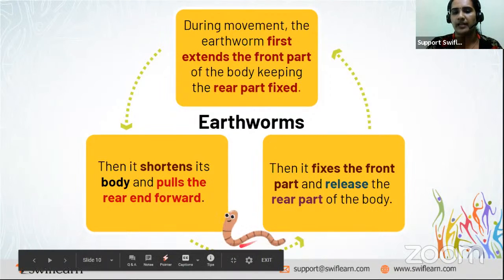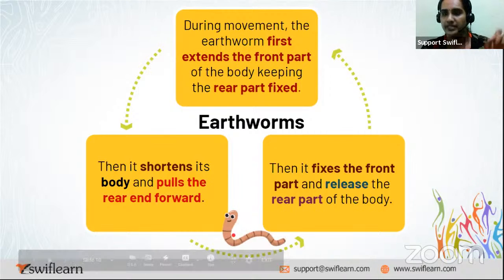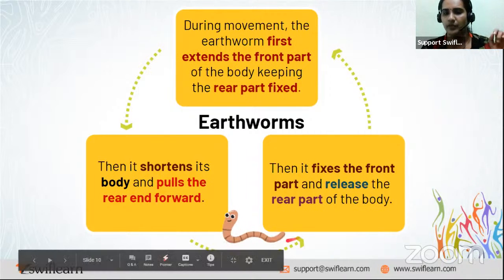That is why you can see here, this is the front part and this is the rear part. At first, it will extend the front part. It will pull the rear part forward. And then after that, what happened? It fixes the front part, and then releases the rear part of the body. So it is moving like this. You can see that. Like a zigzag, it will be moving like this. So that is how the earthworm is moving.